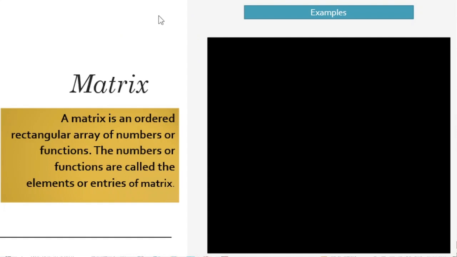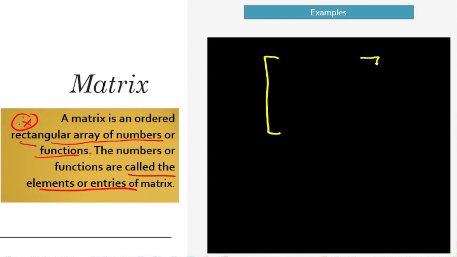First, you should know the definition of matrix. What is a matrix? A matrix is an ordered rectangular array of numbers or functions. Whatever I am underlining is very important. The numbers or functions are called the elements or entries of the matrix. Whenever you write a matrix, you write it inside this box. This is called the rectangular array. Inside this rectangular array, you can have numbers or functions.